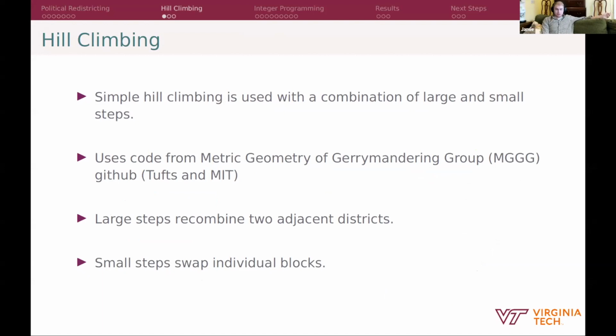So first, we used simple hill climbing, a combination of large and small steps. We borrowed some code from this group here. Our large steps totally recombined 2 adjacent districts. Our starting maps are random, and our small steps swap individual blocks between districts. And so in each case, population equality is preserved, and contiguity is preserved. All the districts have to be contiguous.